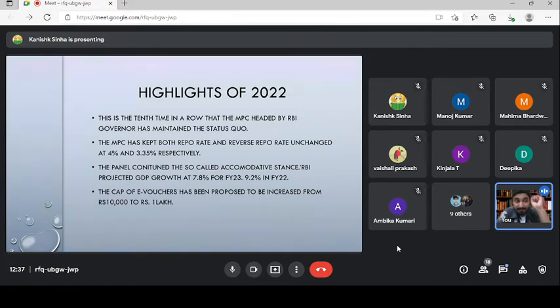You have to know and remember that for the 10th time in a row, the monetary policy committee headed by our present governor has maintained the status quo. What is the status quo, guys? That the repo rate is at 4% and the reverse repo rate is at 3.35%. If you have not understood from the slide what the repo rate is, you must be thinking, what is this repo rate? You will be mugging it up and giving the CLAT examination. And if the CLAT asks a slightly tougher question on the repo rate, then you will say that the current affairs section did not go well in my exam.